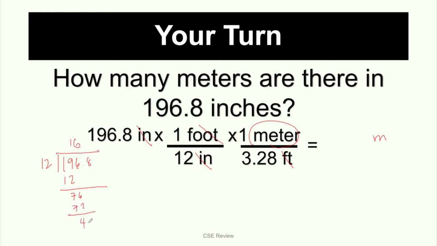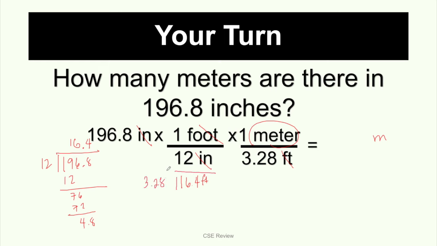Then you have 4.8 or 48. So, magiging decimal na siya kasi decimal na doon. 48 divided by 12 is 4. Ibig sabihin nun, dito sa level na to, tapos na tayo, you have 16.4 feet. Okay? Etong 16.4 ngayon, i-divide pa uli natin siya sa 3.28.